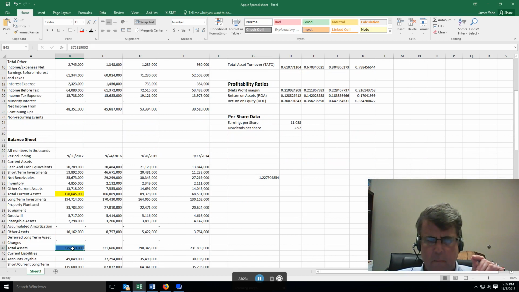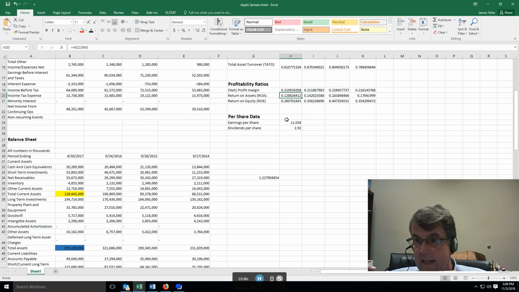Total assets is in blue. So we're going to take 48,351,000,000, divide it by 375,319,000,000, and that's going to give us here 0.1288.